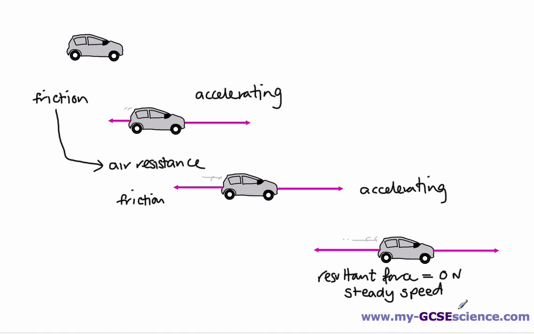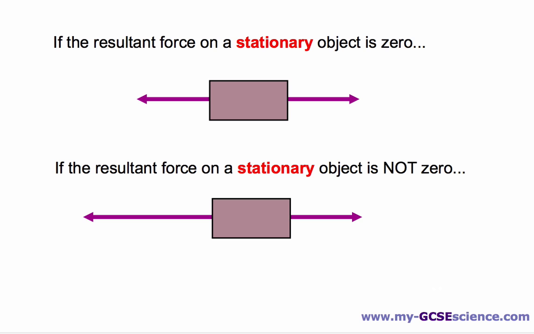And that's quite important to realise. Remember, this car, while it might look like it's got two forces that are equal and opposite to each other, and therefore it looks like it should not be moving, it actually is moving at a steady speed. And that brings us on to a very important set of rules. If the resultant force on a stationary object, in other words, an object that's not moving to start off with, is zero, so these two forces are balanced, the resultant force is zero, then this object will not move.